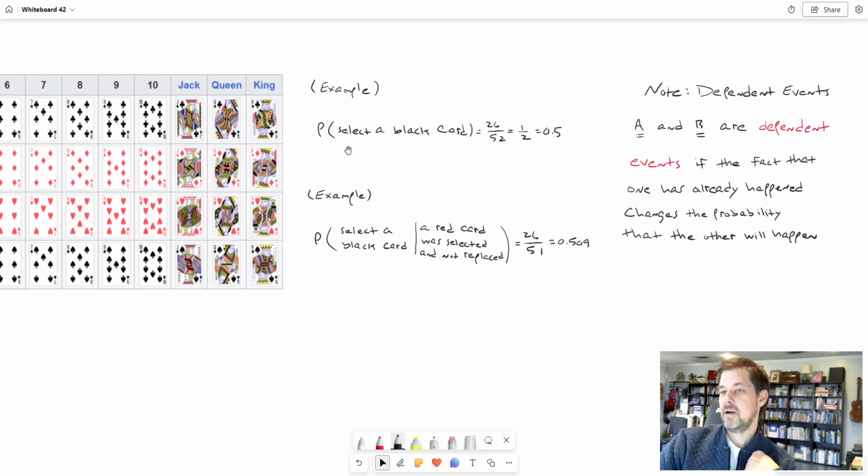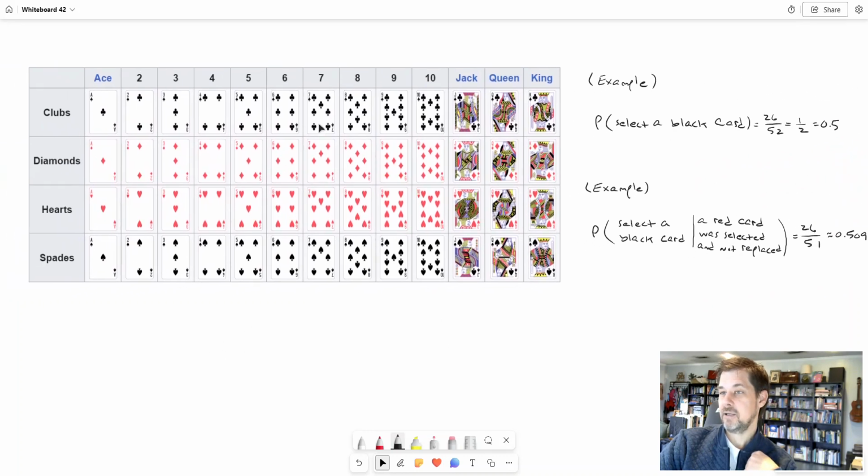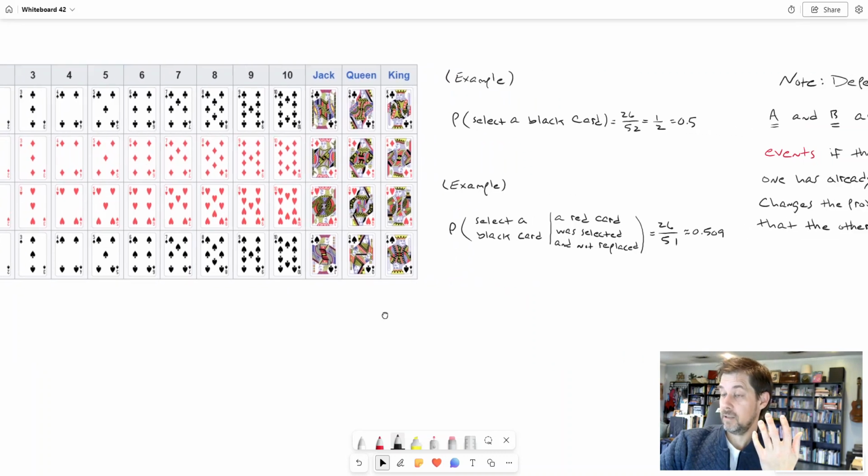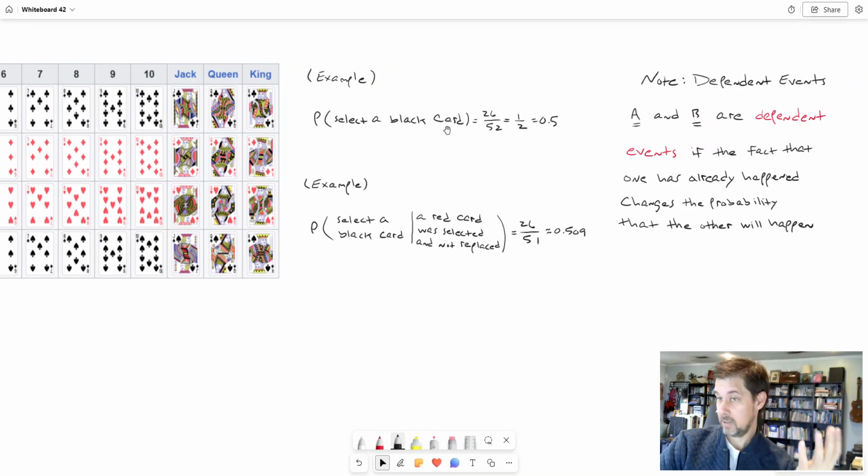What are the odds that you select a black card at random from your standard deck of playing cards, which looks like this? Well, there are 52 cards in the entire deck, and there's 13 clubs, which are black, and there's 13 spades, which are black, so there's 26 black cards. So the odds of selecting a black card out of the 52 card deck is 26 out of 52. That reduces to a half if you want the fraction, or the decimal 0.5.